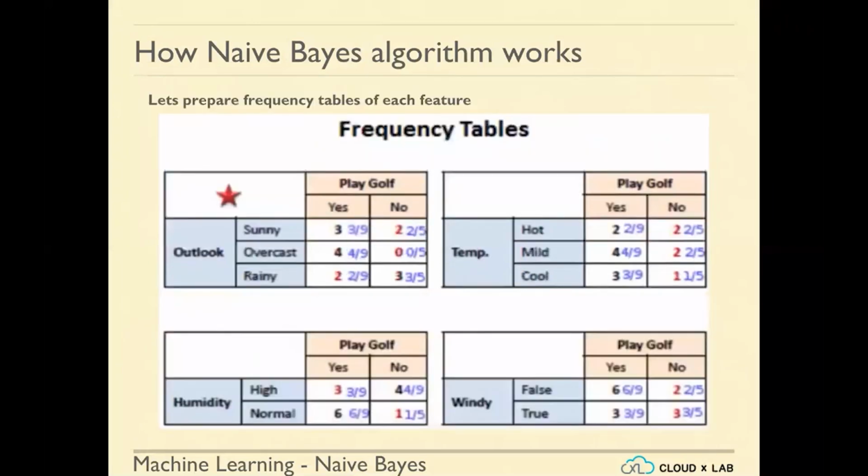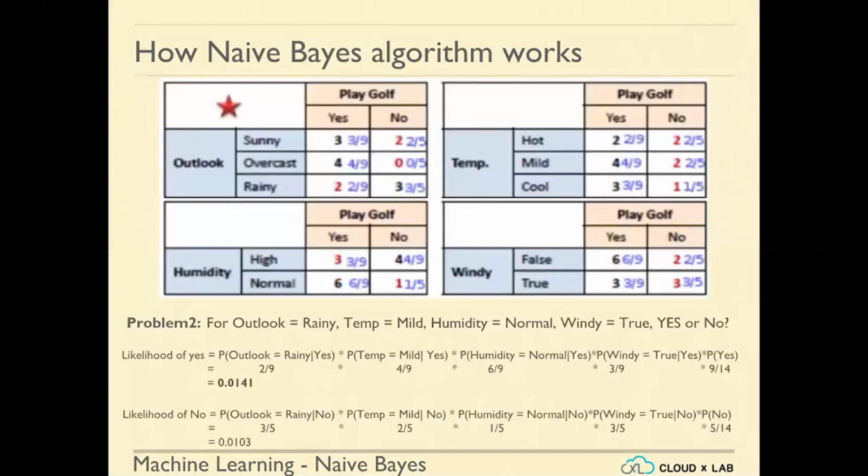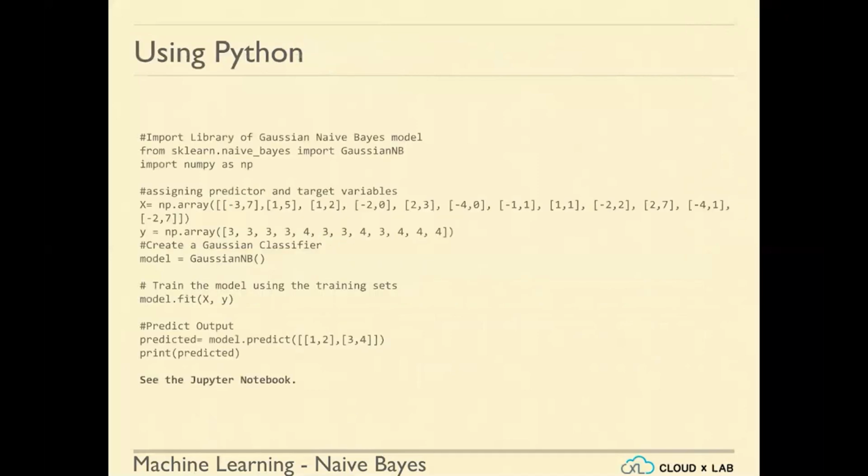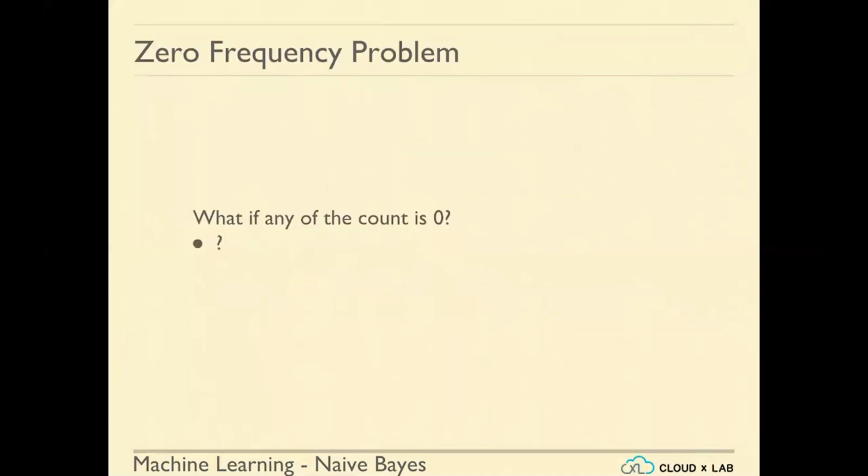So everywhere we are dividing by the counts. And what if the counts are 0? In many cases, if the count of something is 0, it becomes like divide by 0. Therefore, what we do is we just add 1 to the counts for each one. And that's pretty much it. So basically, this is the naive Bayes.